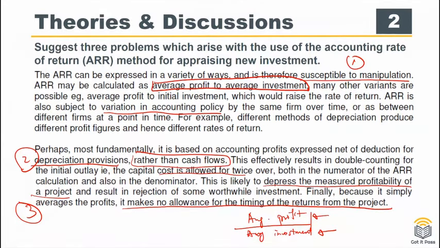So three disadvantages are mentioned here. First is manipulation for ARR. The second is that you double count the capital charges because you deduct the depreciation provisions. The third one is that it is not a time value formula, so it makes no allowance for the timing of returns from the projects.